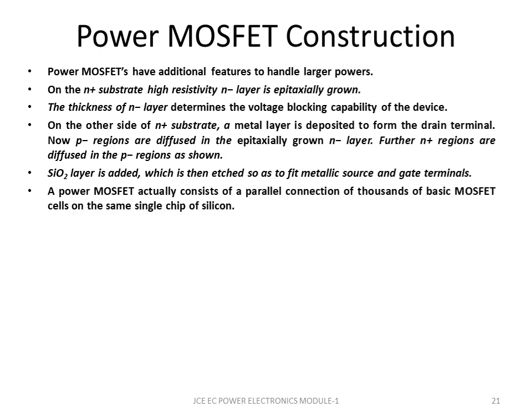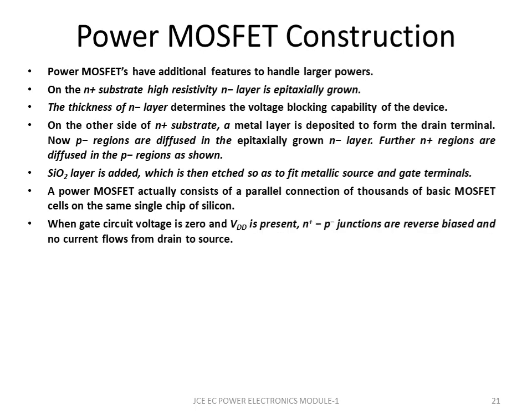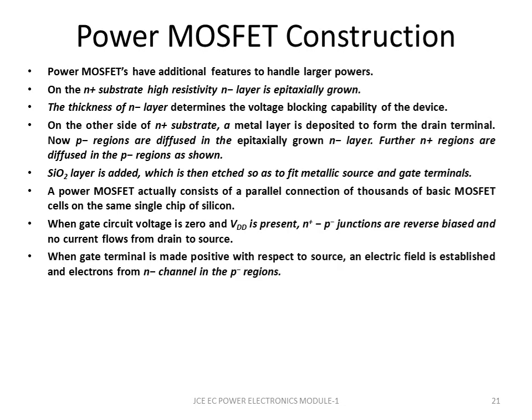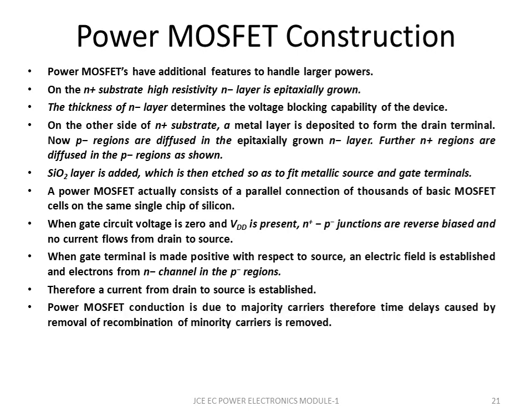A power MOSFET actually consists of a parallel connection of thousands of basic MOSFET cells on the same single chip of silicon. When the gate circuit is 0 and VDD is present, the N plus and P minus junctions are reverse biased and no current flows from drain to source. But when the gate terminal is made positive with respect to source, an electric field is established and electrons from N minus form a channel in the P minus region. Therefore, a current from drain to source is now established.